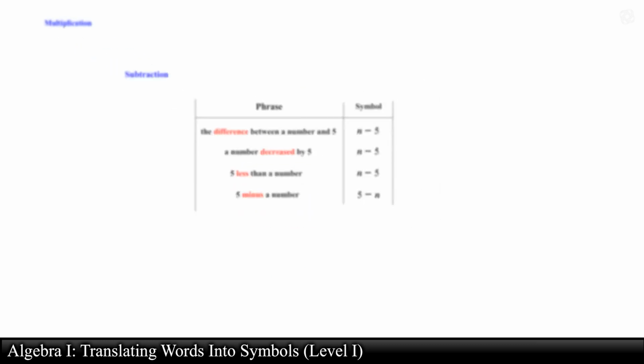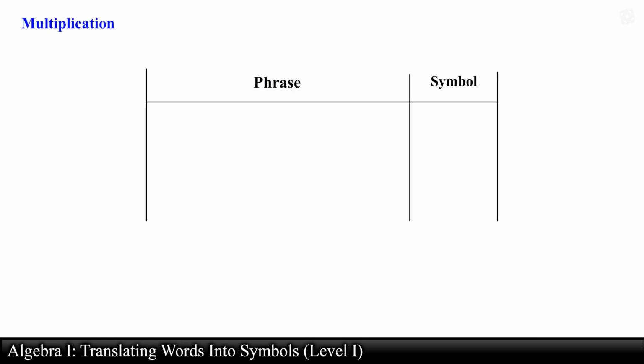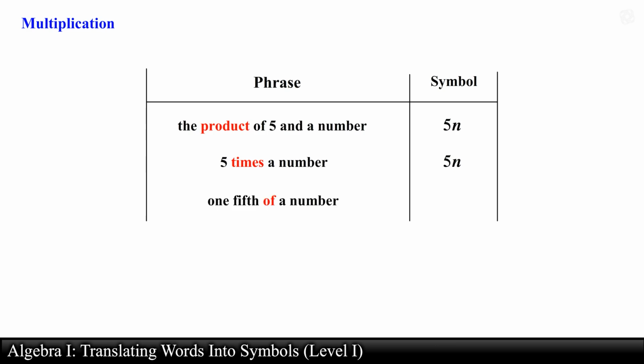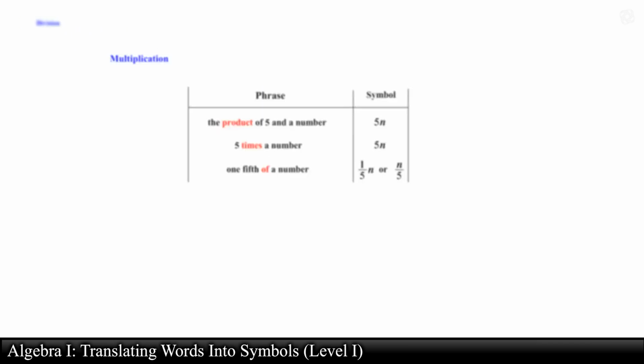Okay, let's move along to multiplication. The common phrases that are related to multiplication are the words product, as in the product of 5 and a number, times, as in 5 times a number, and words that explicitly state that we are taking a fraction part of a number, as in 1/5 of a number. Notice that this last expression can be simplified as n over 5. But for the most part, write it as a product, then simplify. This is going to be important when we work on slightly more complicated phrases.